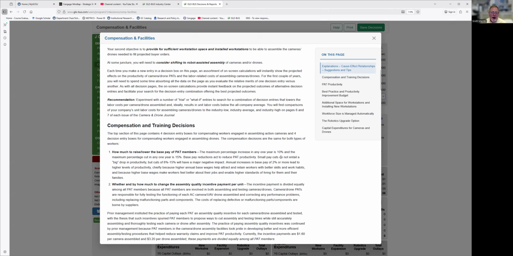When you talk about raising the base pay, the maximum percentage increase in 1 year is 10%. Maximum percentage cut in 1 year is 15%. Base pay reductions act to reduce PAT productivity. Here's the comment I want you to read. Annual increases in base pay of 2% or more lead to higher levels of productivity, chiefly because higher annual base wages help attract and retain workers with better skills and work habits.